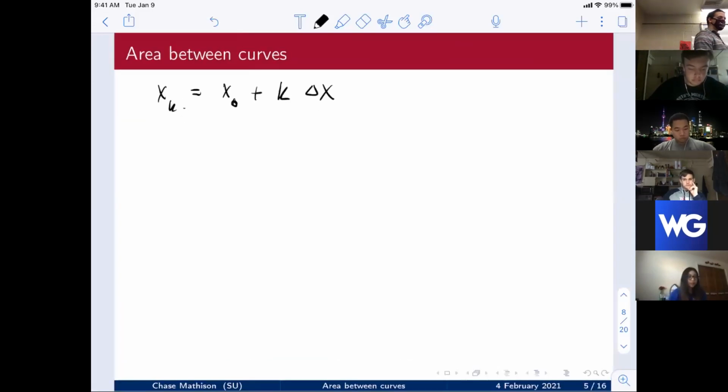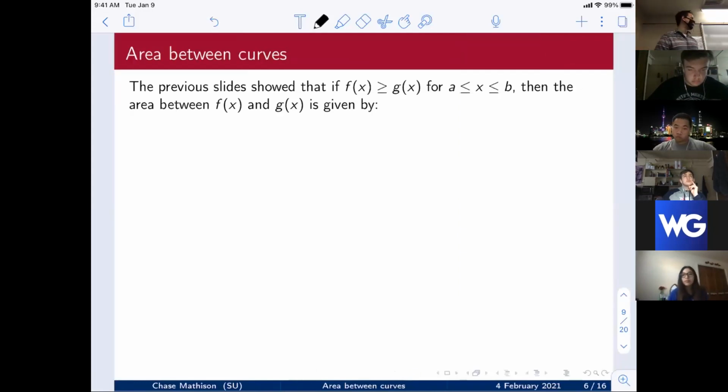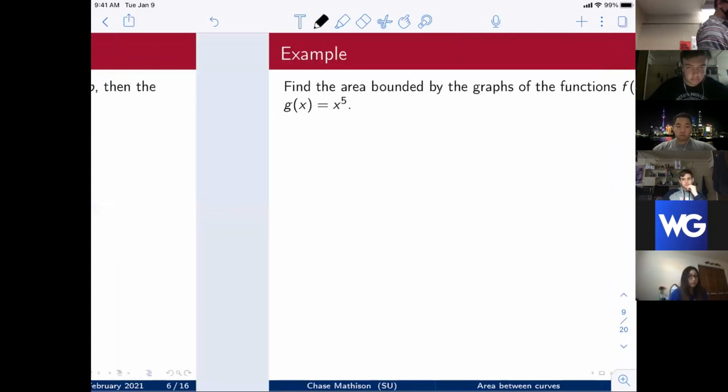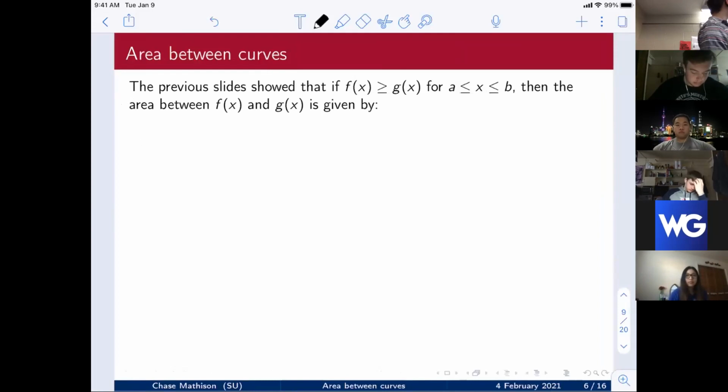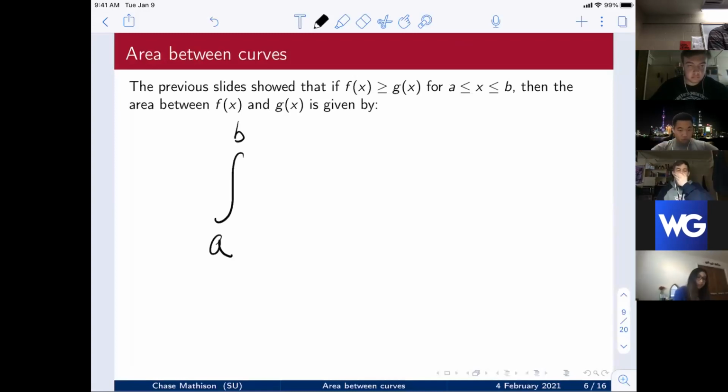All right, so that's it. That's all we're learning today. So that showed that the area between y equals f of x and y equals g of x, again, if f of x is bigger than g of x between a and b, is given by the integral from a to b of f of x minus g of x dx.